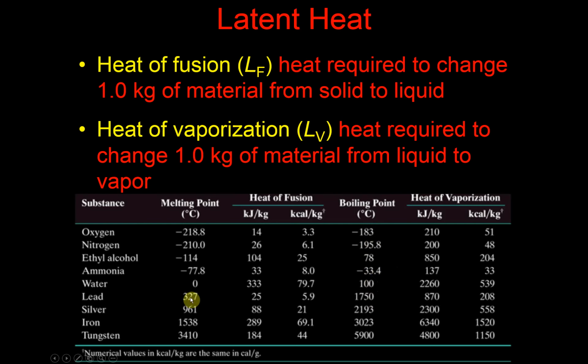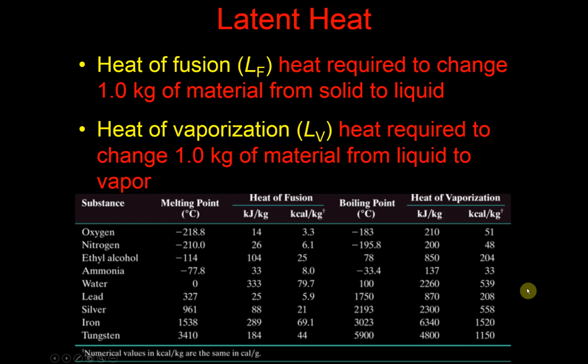Water, of course, lead, silver. We can define these things for solids. We can vaporize any of these things if we wish. So say the vaporization here, temperature of iron is 1,500, the vaporization energy is 1,520 kilocalories per kilogram or 6,340 kilojoules per kilogram, or it has a melting point of 1538 Celsius or a boiling point of 3023 Celsius. So if you were in the vicinity of boiling iron, you would probably not be alive for very long.